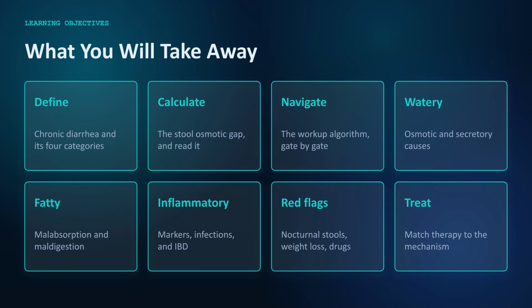Sixth, recognize inflammatory diarrhea and its markers. Seventh, spot the history and examination red flags. And finally, match your treatment to the mechanism you found. Keep the algorithm in mind throughout. Every one of these objectives hangs off it. If you only remember one thing today, make it the gap.